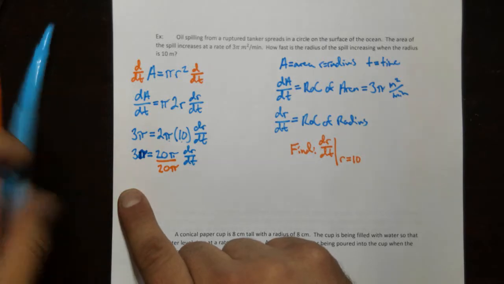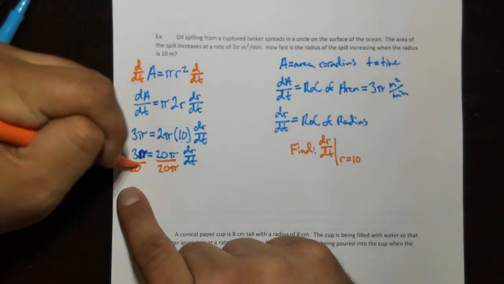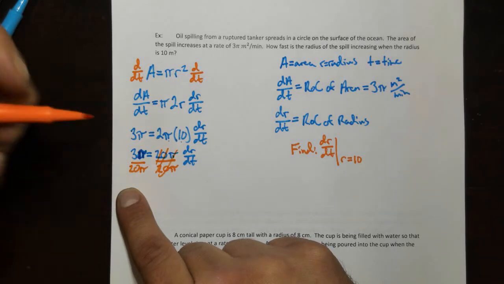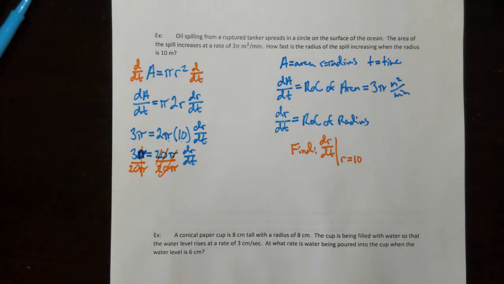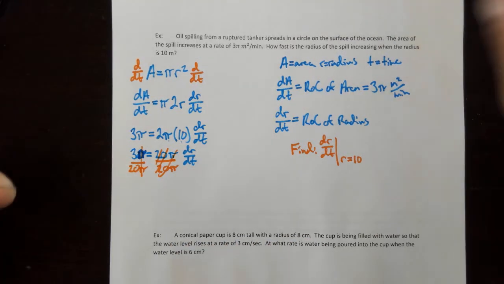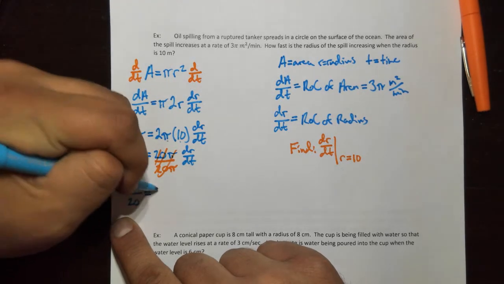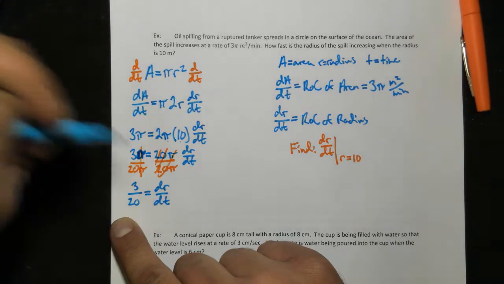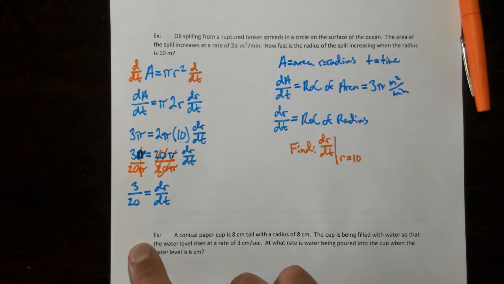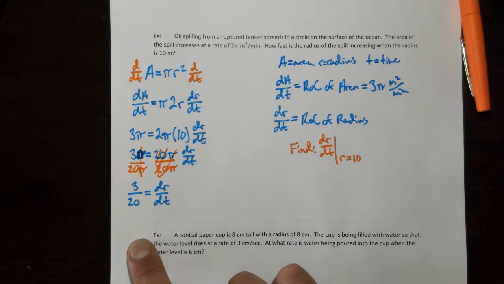Okay, that's 3 pi divided by 20 pi. So this all cancels, and these pi's cancel here. So we're left with 3 over 20 is equal to dr dt. And that's it. 3/20 what, though?